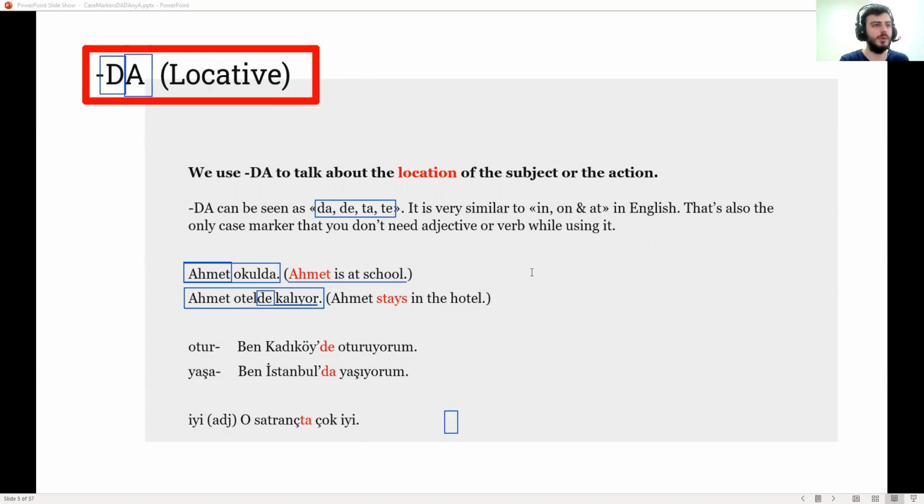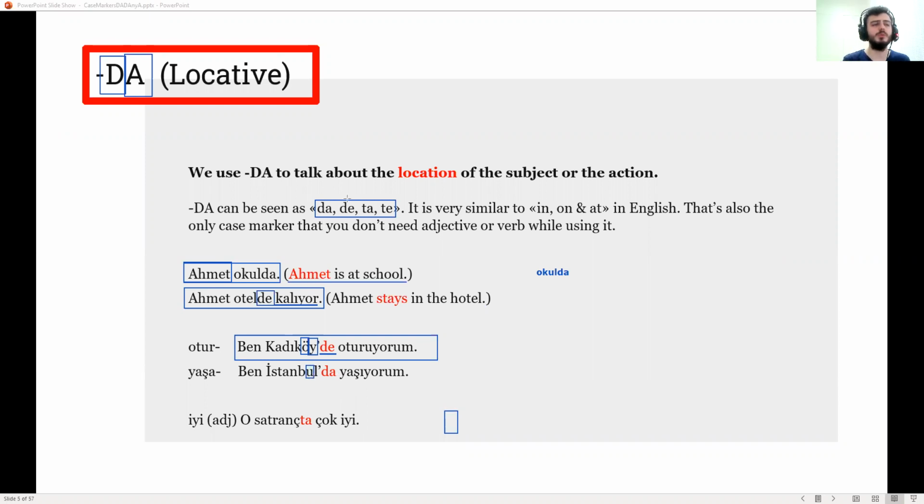And as you can see in the word okul, my last consonant is a soft consonant, and I have u, a back vowel. So that's why I say okulda. But when it comes to Kadıköy, if I want to say ben Kadıköy'de oturuyorum, then over here we have ö, which is a front vowel, and y, which is a soft consonant. So that's why this time I go for Kadıköy'de. And for Istanbul, it becomes again İstanbul'da, because I have a back vowel again as a last vowel.